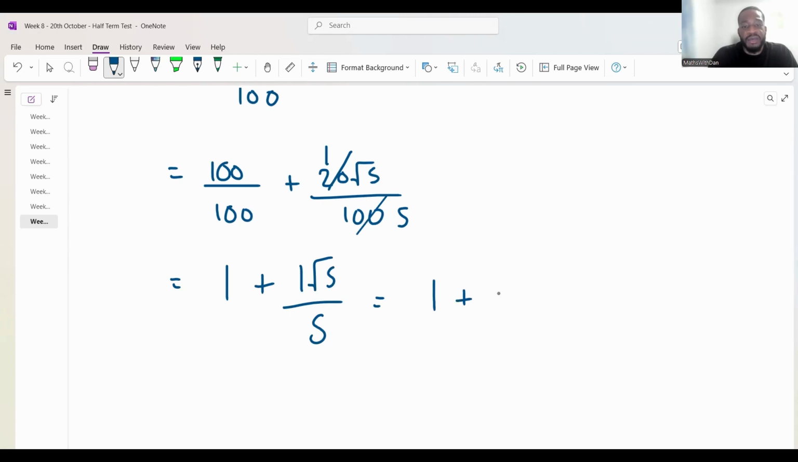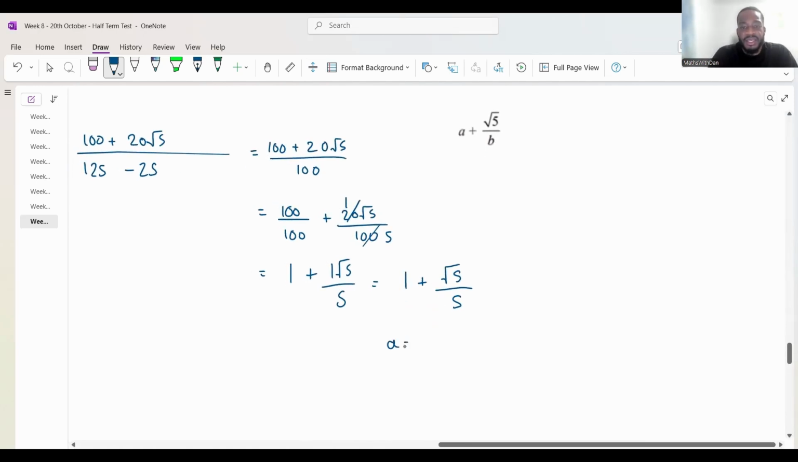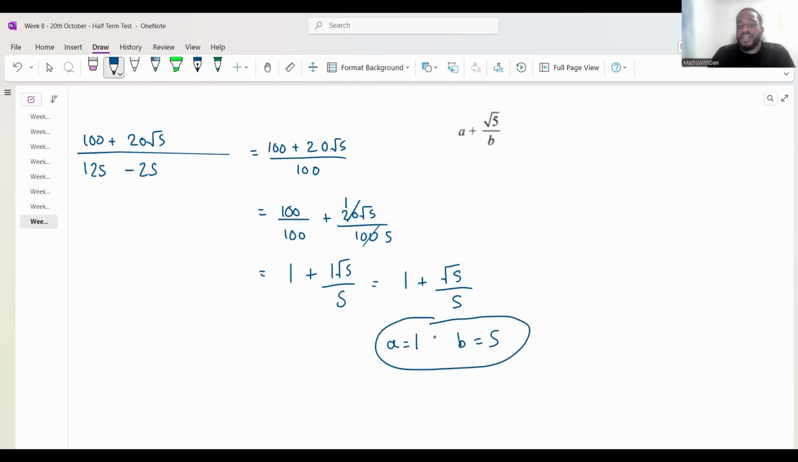1 root 5 is just the same as root 5. So therefore, if we look at that format, it's in the exact same format now. A is equal to 1, B is equal to 5. And that is our answer. 1 plus root 5 divided by 5. Does that make sense, guys?